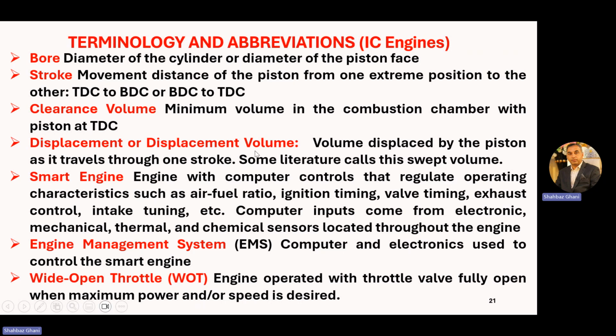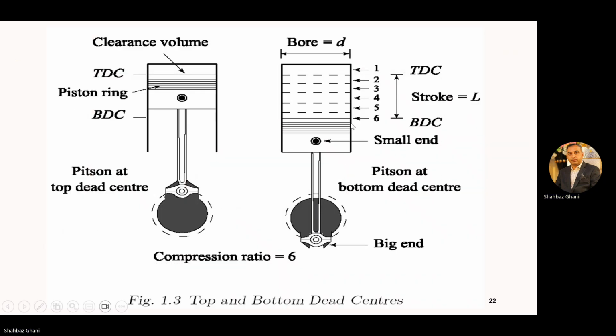Displacement or displacement volume: volume displaced by the piston as it travels through one stroke. Now, what is displacement volume? Volume displaced by the piston as it travels through one stroke. If the piston is at your BDC and moves from BDC to TDC, the volume displaced from BDC to TDC, that volume is your displacement.